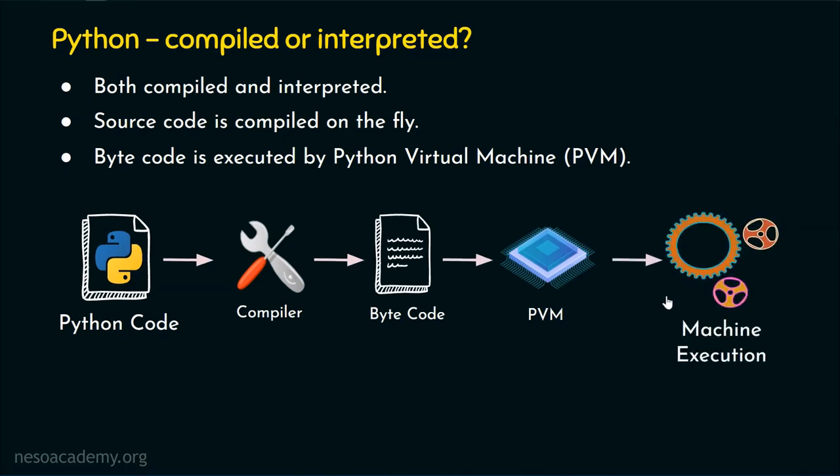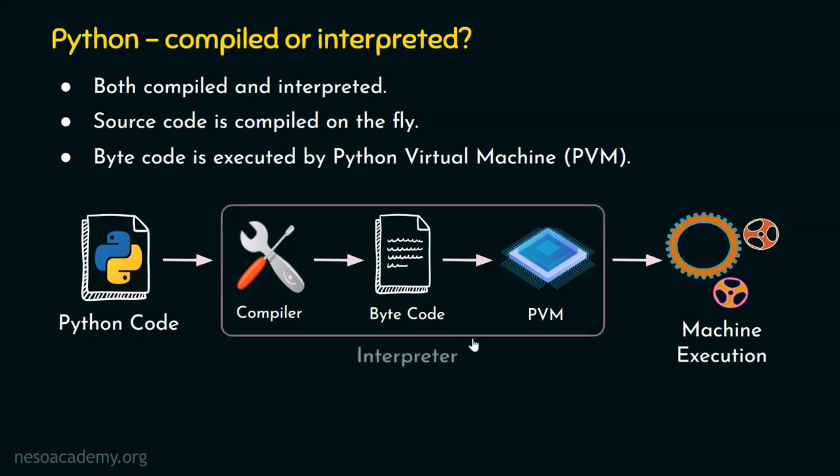Hold on a second. In all this process, where is the interpreter? Because we did call out that Python is both compiled and interpreted. Well, here it is. This part of the process, that is from compiler to Python virtual machine execution, is what comprises the interpreter in Python. So we understood how Python is both compiled and interpreted, and what goes on behind the scenes in the case of Python code execution. And that will be all for this lecture.